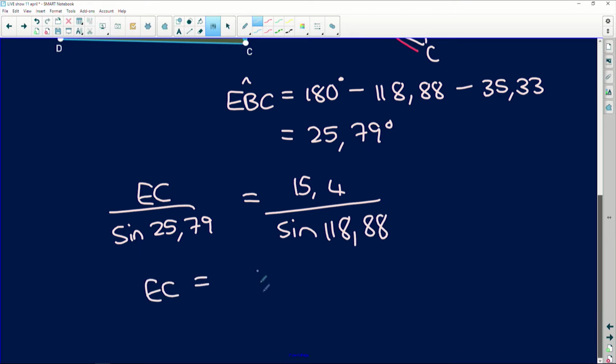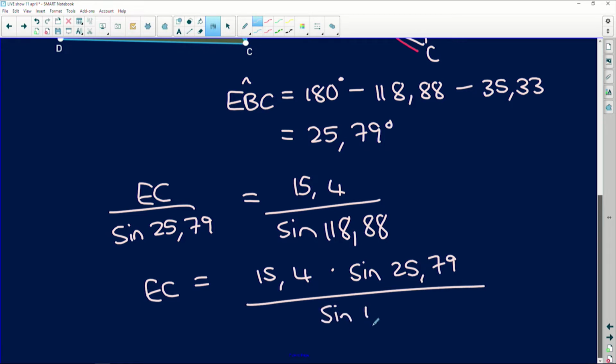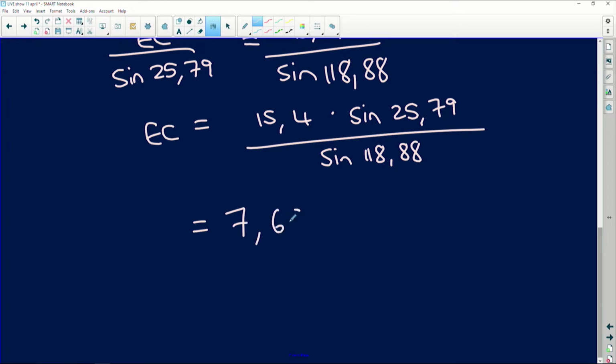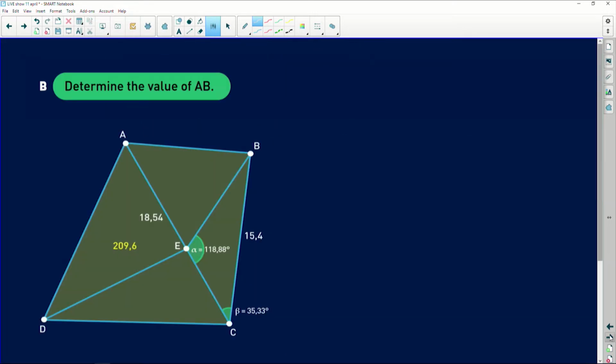Make EC the subject of the formula, and we multiply by sine of 25,79 degrees, all over sine of 118,88 degrees. And we stick that into our calculator. We get 15,4 multiplied by sine of 25,79, all over sine of 118,88 degrees. And that gives us 7,65. I'm going to round to 2 decimal places. Okay, simple enough, guys. So we found here that this is 7,65.